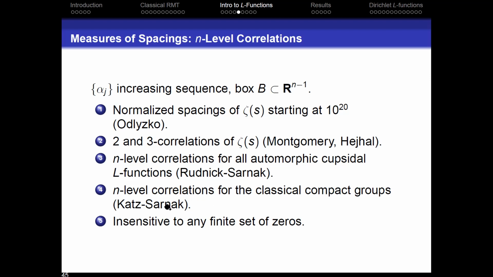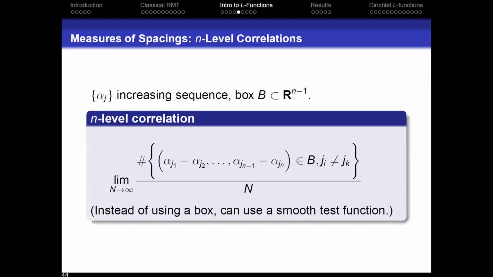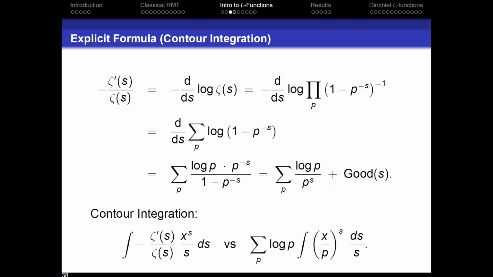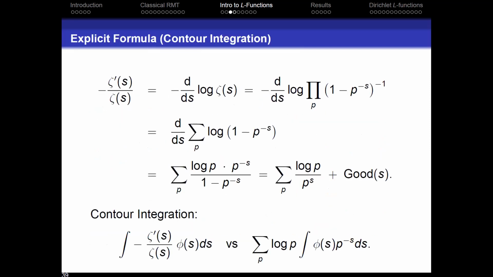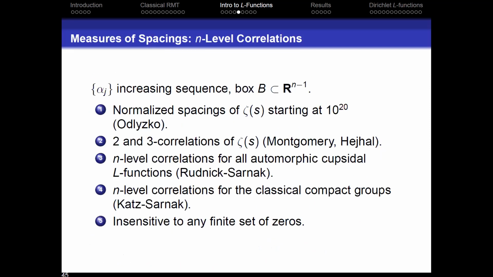And then a little bit later, Katz and Sarnak noticed that the n-level correlations are the same for all the classical compact groups as well as the complex Hermitian matrices. So when you say that it agrees with the complex Hermitian matrices, you could have said it agreed with these classical compact groups as well. And so now the question becomes, what's the true statistic to look at that really describes what's going on?